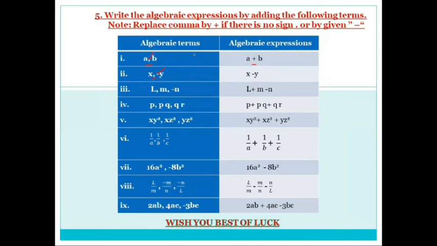There's the plus. I write here a plus b. Here I write a minus y. And here no sign means plus. I write here l plus m. And here's minus. Only remove the comma and write here minus n. L plus m minus n.